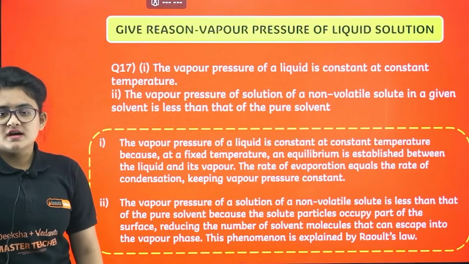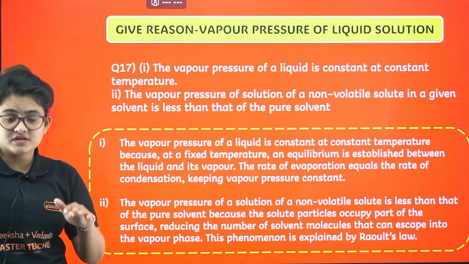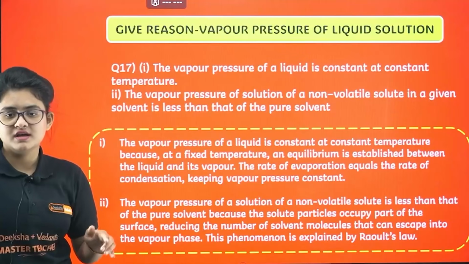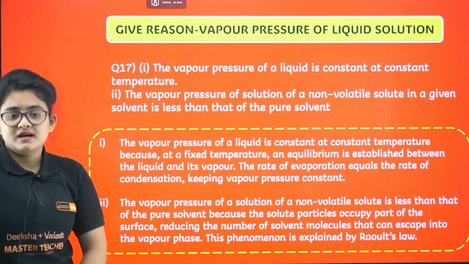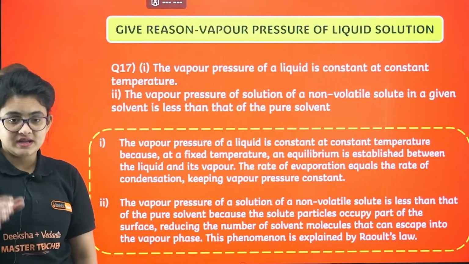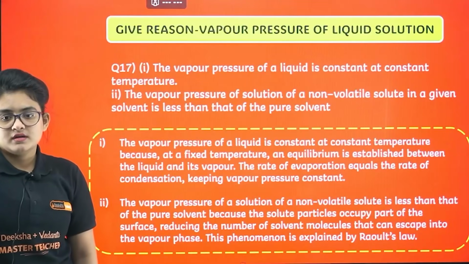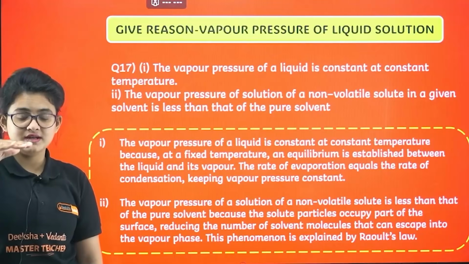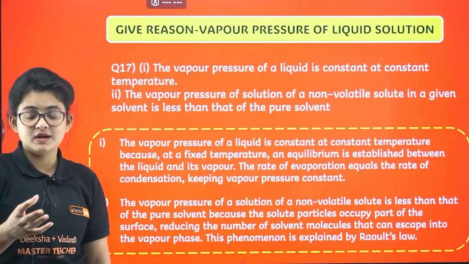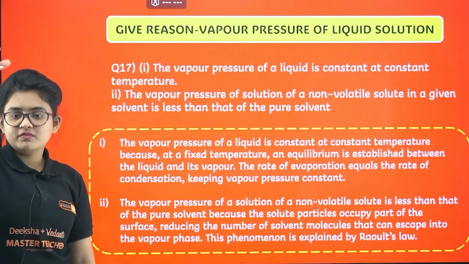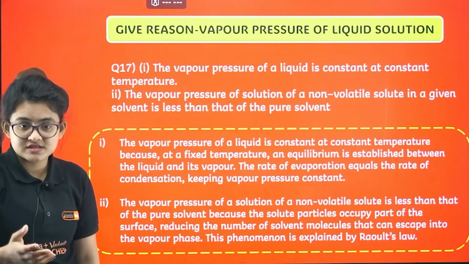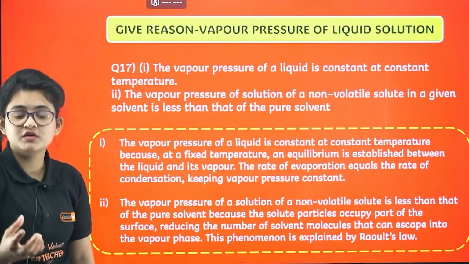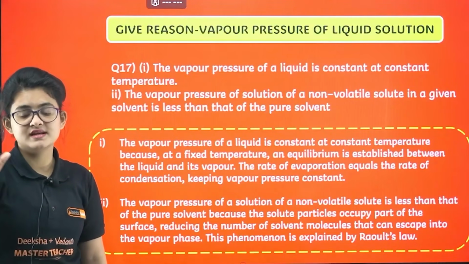So why? Because the vapor pressure of a liquid is constant at constant temperature, since an equilibrium is established at that temperature. Evaporation takes place from the surface of the liquid, so the rate of evaporation becomes equal to the rate of condensation. The rate at which it is going to the vapor phase, at the same rate it is coming back to the liquid phase at a particular temperature. That's the reason it is constant.